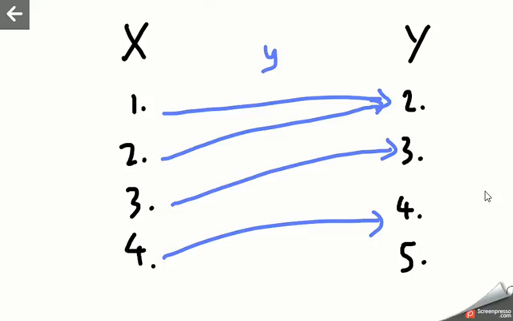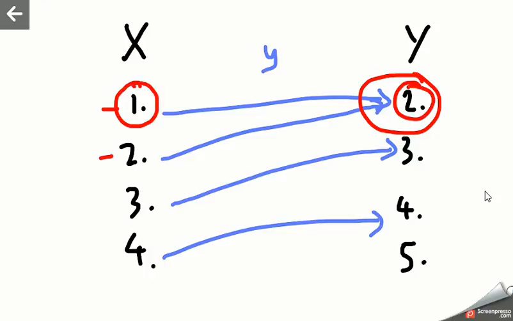The answer is yes, it is. But what about this thing here? There's a problem because we've got this output 2, which has 2 inputs sent to it. Nick, I thought you said that each input can only be sent to one output. Well, I did, and it's still true here. For each of these inputs, there's only 1 output that comes out.